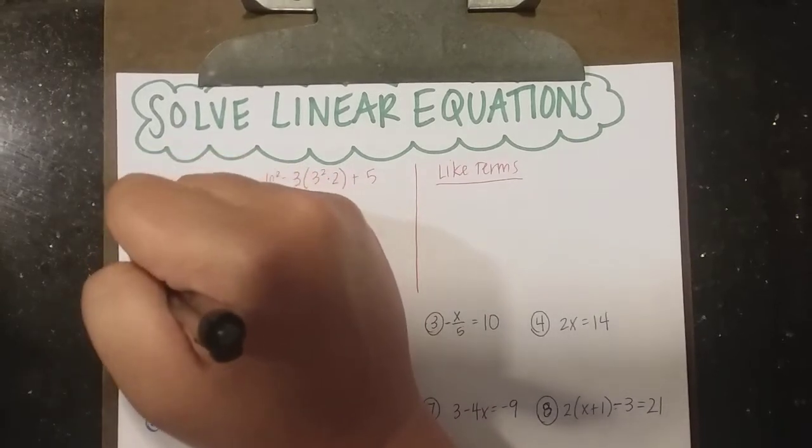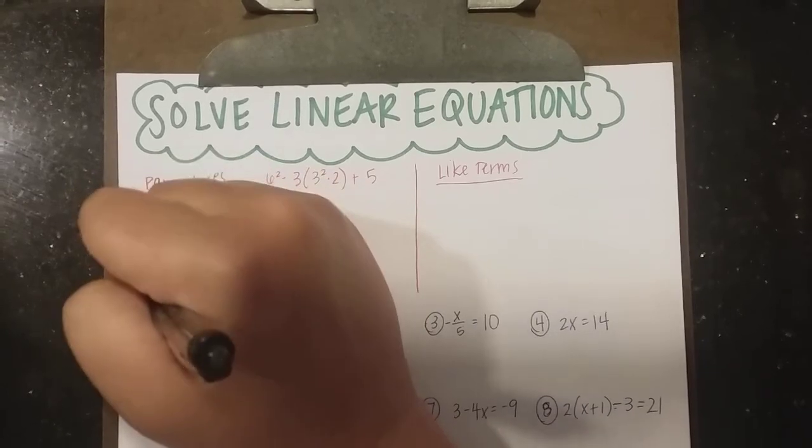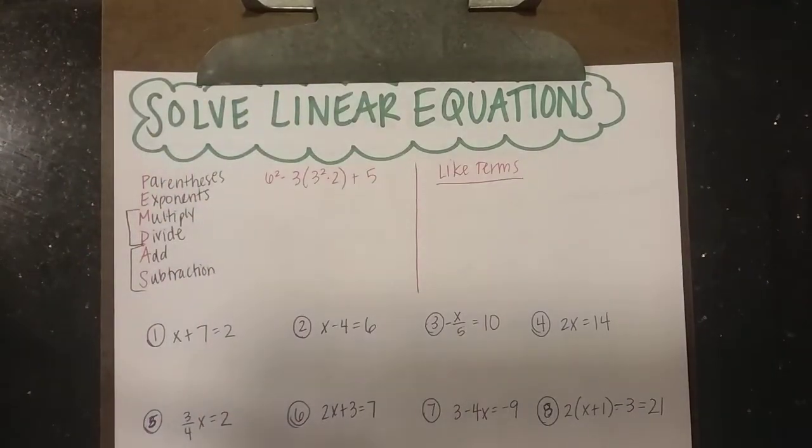And then we have adding and subtracting, right? So they're on the same level too. So remember multiplying and dividing, you read left to right, whichever one comes first, and same with adding and subtracting.